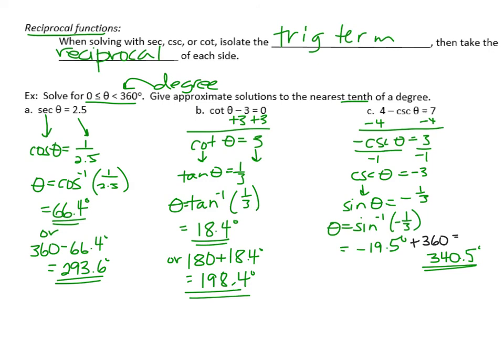All right, last one. Remember, we take this answer to figure out our second solution. If we do 180 minus that answer, we get a double negative, and that would change to positive. 180 plus 19.5 would be 199.5. That's down in quadrant 3, where sine is also negative.